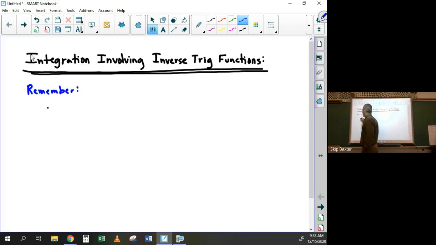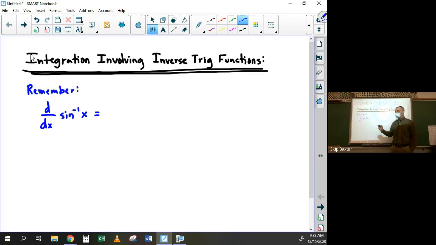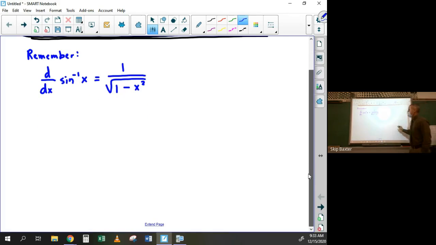They are the derivative of inverse sine x. Anybody remember what that is, the rule? 1 over the square root of 1 minus x squared, right? Very nice. Good. I always forget these. I have to look them up just before I talk about them every time because I forget them.